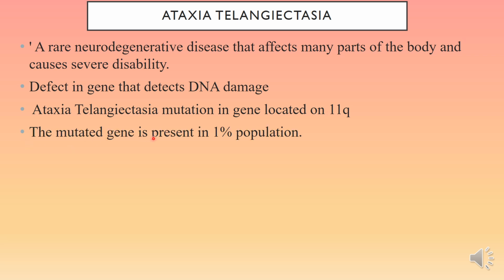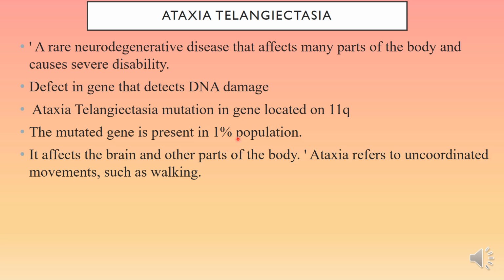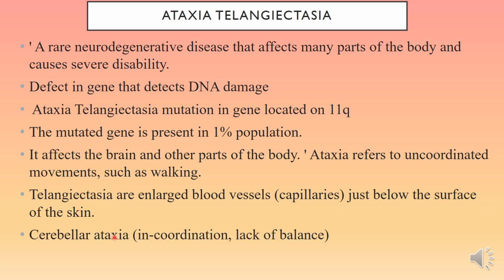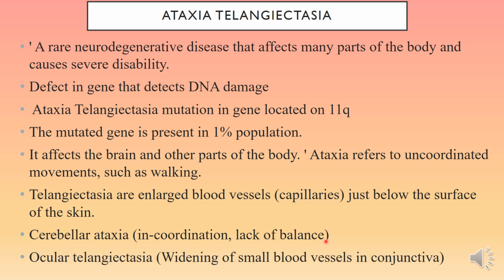The mutated gene is present in only 1% of the population. It affects the brain and other parts of the body. Ataxia refers to uncoordinated movements such as walking. Telangiectasias are enlarged blood vessels or capillaries just below the surface of the skin. So cerebral ataxia is incoordination or lack of balance, and ocular telangiectasia is widening of the small blood vessels in the conjunctiva. So this is ataxia telangiectasia, in which there is a defect in the gene that detects DNA damage.